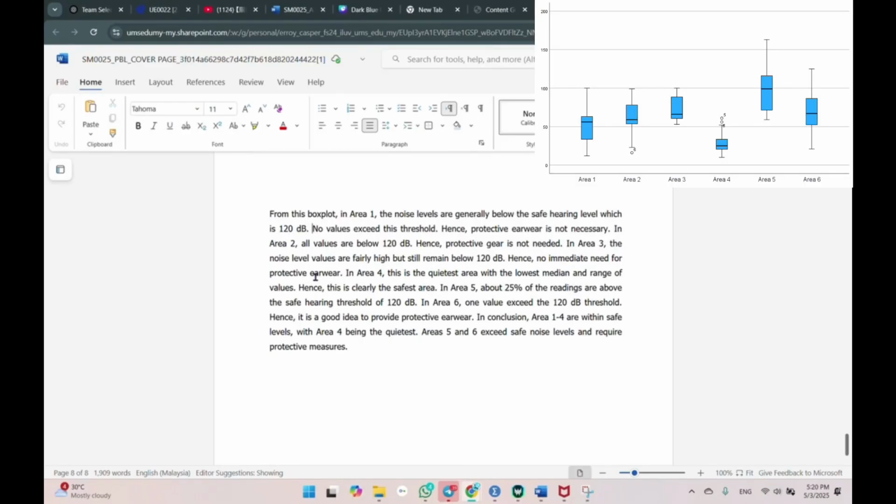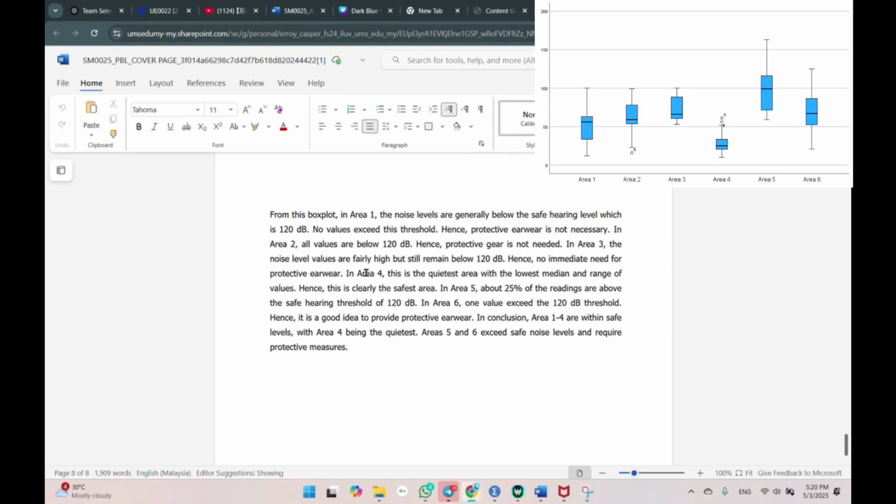Alright, so for the conclusion, from the box plot, we can see that in area 1, the noise levels are generally below the safe hearing level, which is 120 decibels. So no values exceed this threshold and protective equipment is not necessary. In area 2, all values are below 120 decibels, so obviously protective gear is not needed. For area 3, the noise level values are fairly high but still remain below 120 decibels. Hence, no immediate need for protective equipment.